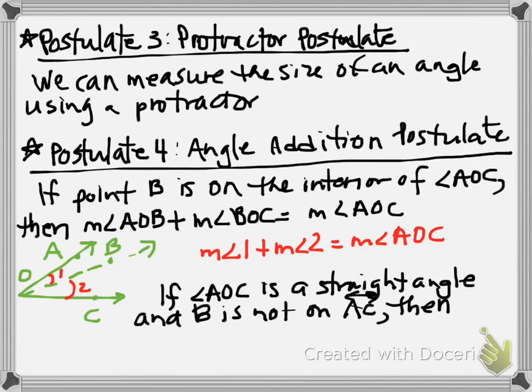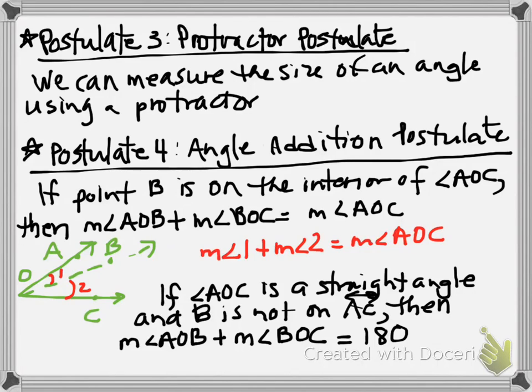The measure of angle AOB plus the measure of angle BOC is now, instead of saying the measure of angle AOC, since it's a straight angle, we can say it just measures its value of 180. Now again, notice that I'm not using the degree symbol. That's because we're just talking about it, but anytime I give an answer, I need to put it in.